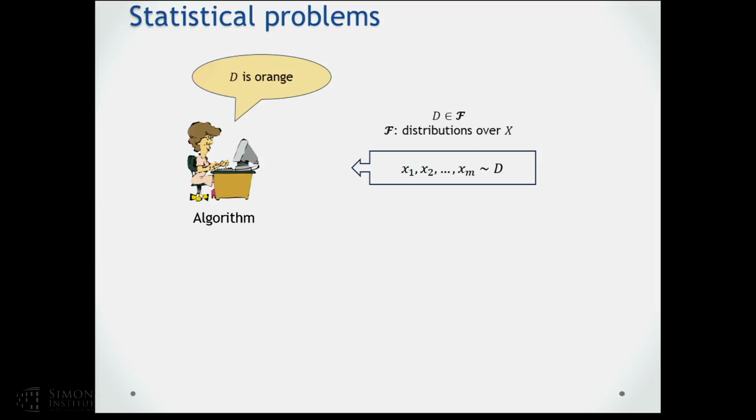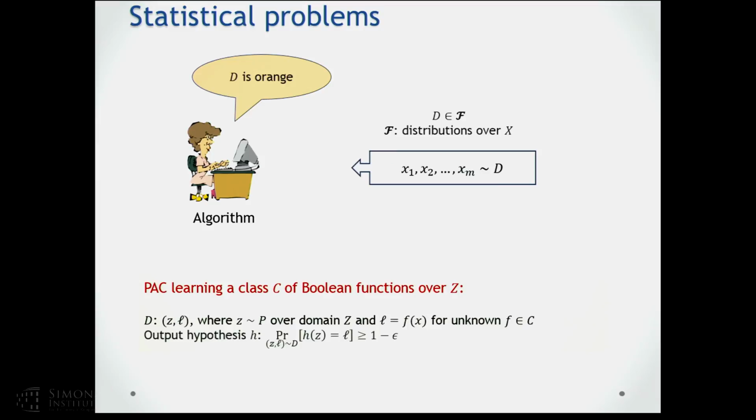So a classical type of this problem is the PAC learning model, in which the goal is to learn some class C of Boolean functions over some domain X. So a sample from an input distribution in this problem is just a labeled example, which consists of a point and a label, where the point is drawn from some distribution P over this domain of the function, and the label is determined by some function from this class of functions. And the goal of the algorithm is to output some hypothesis H, which predicts the label with probability at least 1 minus epsilon on an example drawn randomly from the unknown distribution.